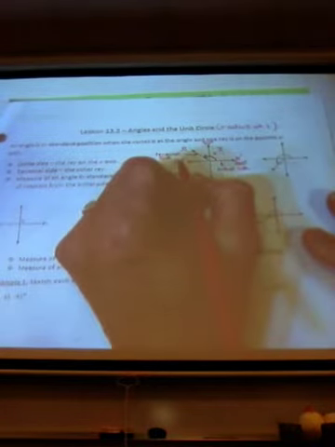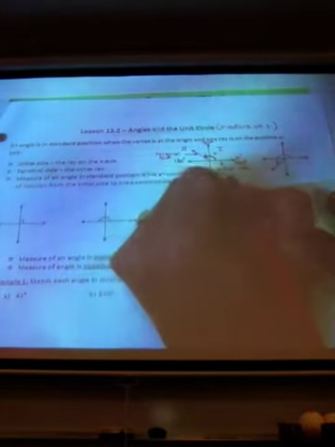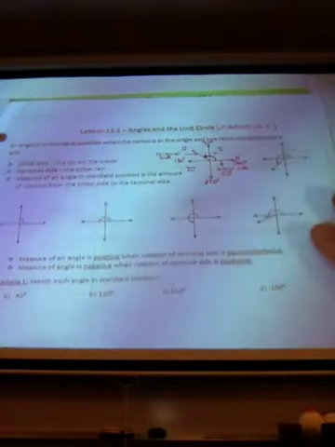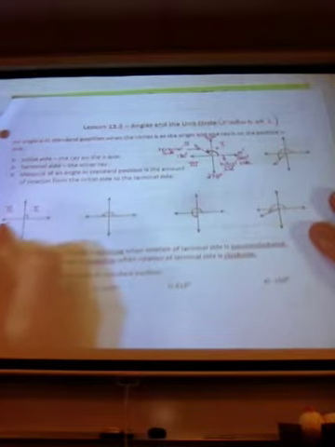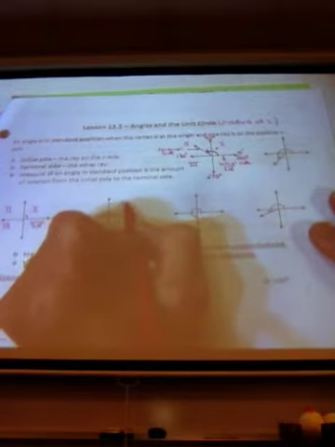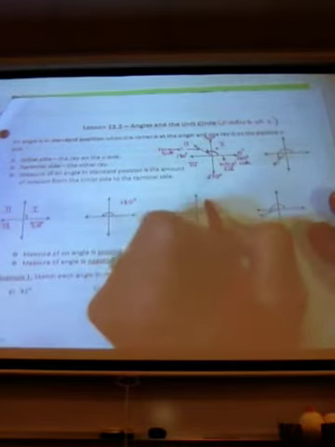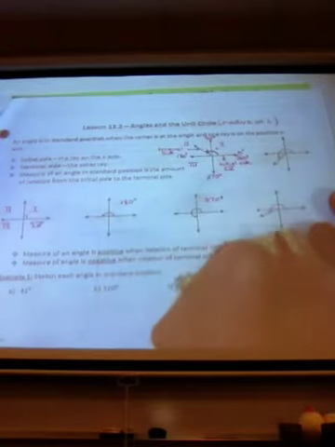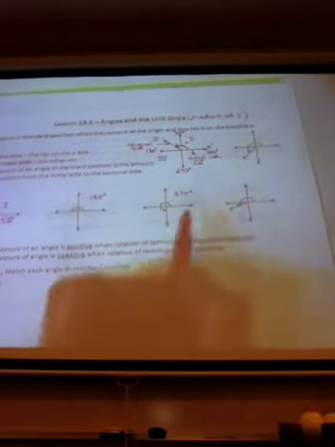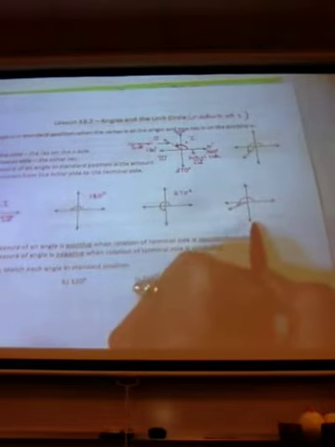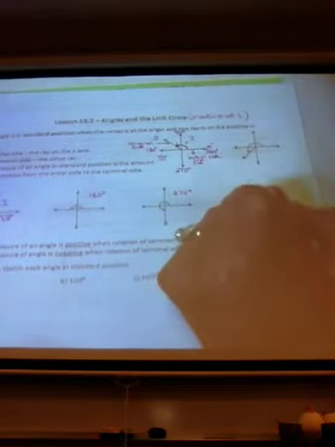Okay? If it lands here, it would be on the negative x-axis. This is quadrant 3, and this is quadrant 4. Here's 1, 2, 3, and 4. So this has a measurement of 180 degrees. This would have a measurement of 270 degrees. And this we would have to estimate, but we know it's between 180 and 270. It's closer to 180, so I'm going to guess that it's around 200 degrees.